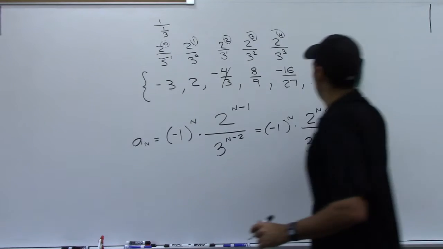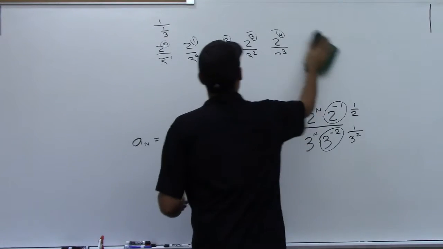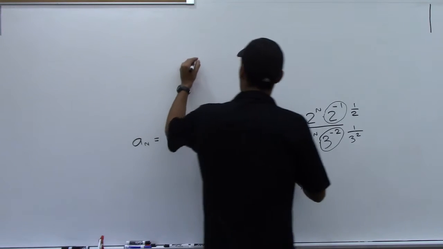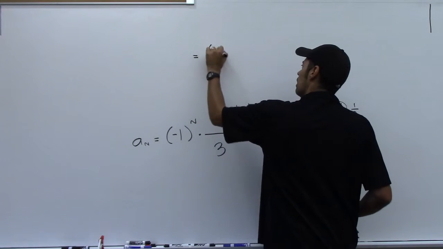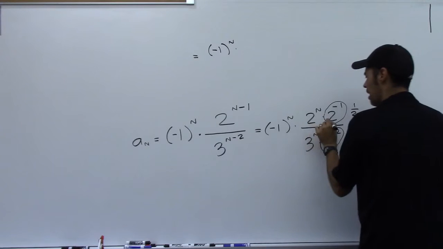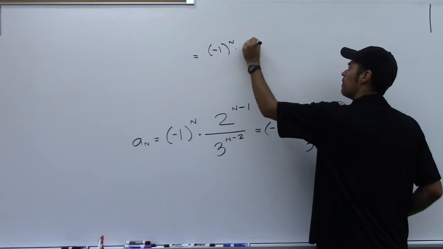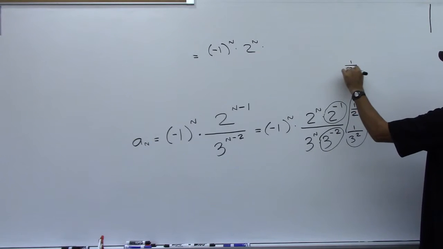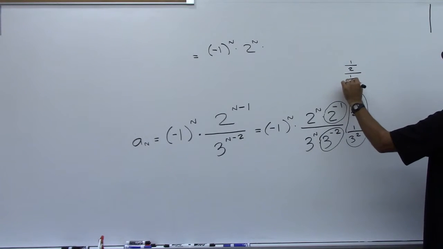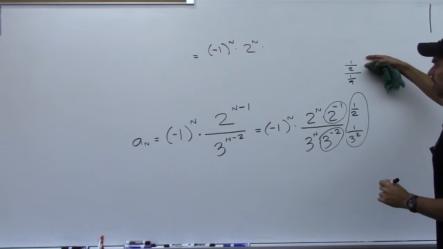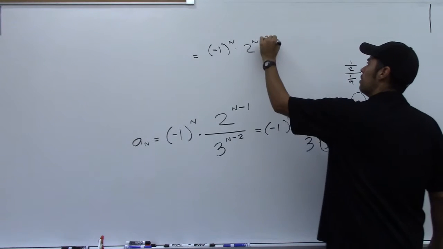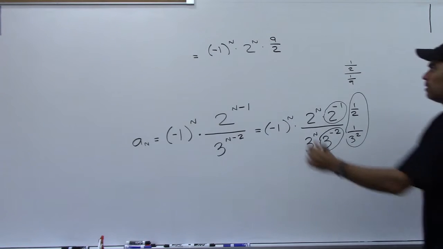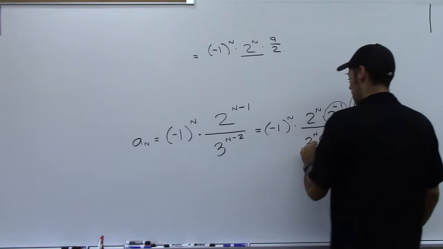And cleaning that up a little bit more, we get -1 to the n times I have 2 to the n. I have, let's see, what's this right here? It's 1/2 over 1/9. And then flip this up, that's 9/2. So 9/2. And over, sorry, I forgot to put this, over 3 to the n.